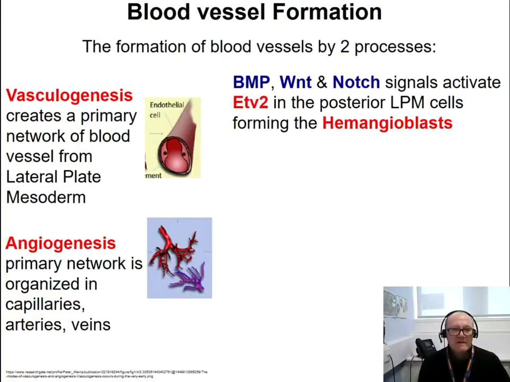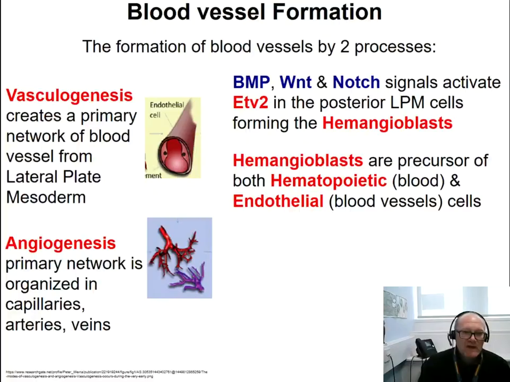A number of signals are important for the specification of cells that will produce blood and blood vessels. These are BMP, Wnt, and Notch signaling. All of them contribute to the activation of ETV2 in the lateral plate mesodermal cells in the posterior region. And these cells become hemangioblasts. Hemangioblast cells are precursors of both blood and blood vessels.